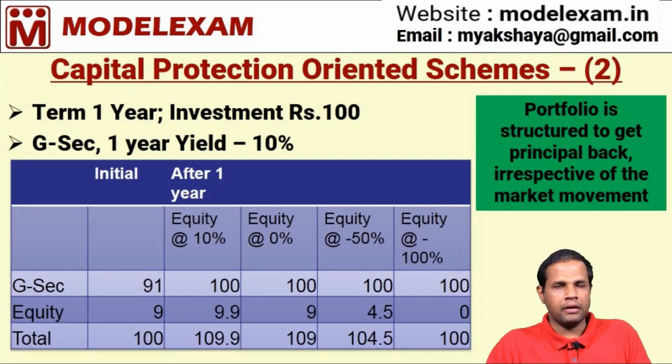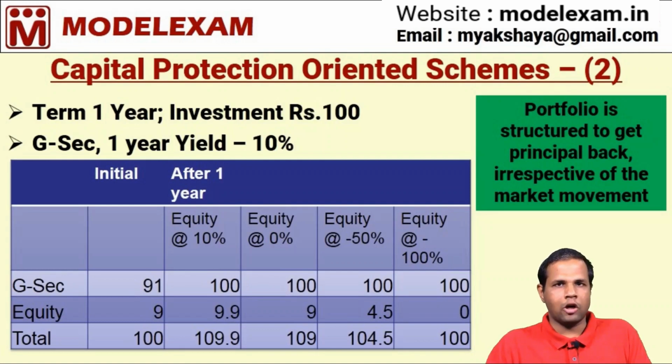So the fund manager can invest rupees 91 in government security, which shall become rupees 100 after 1 year at 10% yield. So what is the remaining part? The remaining is rupees 9, which the fund manager can very well invest in equity. So let us see 4 different scenarios. Let us assume that equity grows at the rate of 10%. So after 1 year, the government security will become 100 and the equity component will become 9.9. So the total maturity amount will be 109.9.